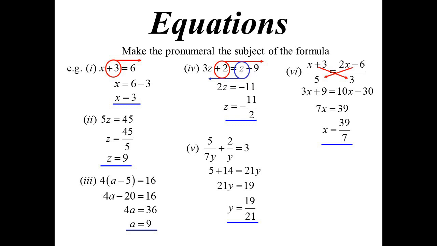Interestingly, I've written the 7x on the other side because, of course, it's an equal sign. So even though I'm moving it to the right, I can still write it on the left because they're equal. So I can do it either way. 39 on 7. Okay, that was quick.